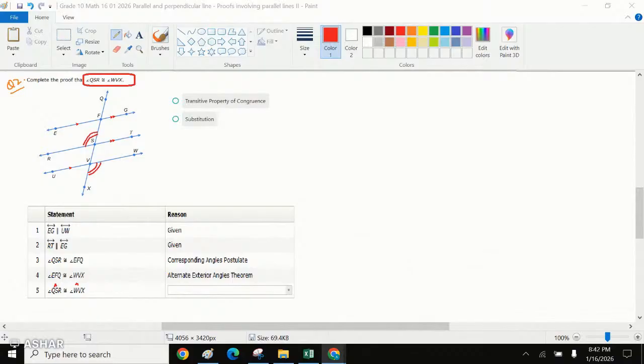Whenever we have these angles given, if this was X, then this is the corresponding X. If this is X, then this is, in vertically opposite angles, X. So we say that this is the transitive property of congruence. So we click on the correct option.